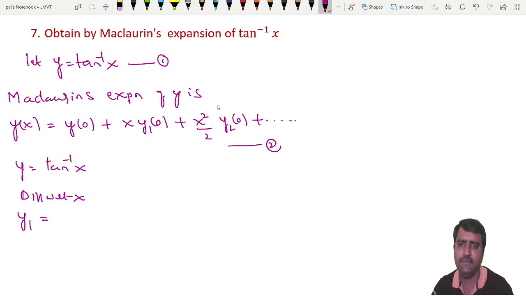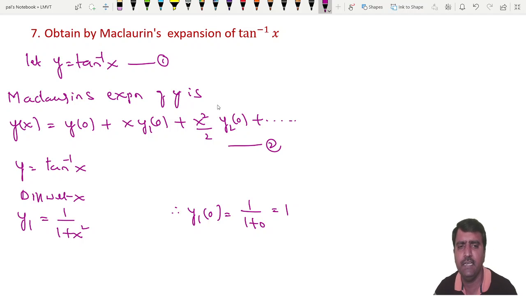Differentiation of y is y1. y1 is equal to 1 by 1 plus x square. Therefore from this you find the value of y1 of 0 by taking x as 0 here. y1 of 0 is equal to 1 by 1 plus 0. Putting 0 for x here, we get y1 of 0. That is, its value is 1. y1 of 0 is equal to 1.